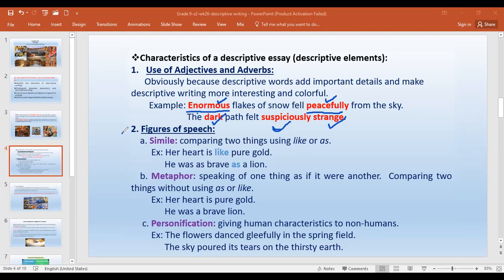Hadi, would you please read figures of speech? A simile is comparing two things using like or as. Remember those from grade 7 and 8 and even 6? We use a lot of figures of speech in descriptive essays. Comparing two things using like or as.